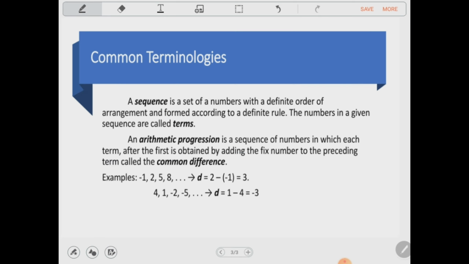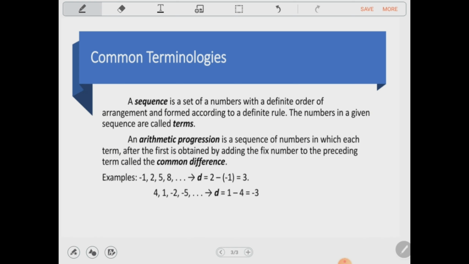Now I have here the common terminologies of the lesson this morning. A sequence is a set of numbers with a definite order or arrangements and form according to a definite rule. So there is always a ruling in terms of sequence of a number. It can be divisible by 2, it can be adding by 3, it can be subtracting by 3. It depends on the rule that it has.